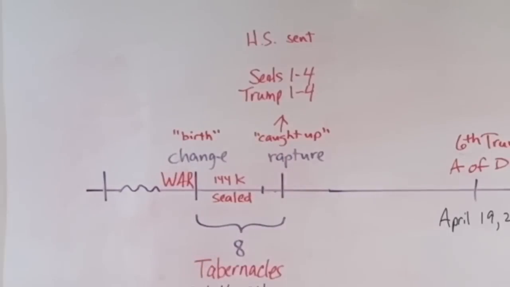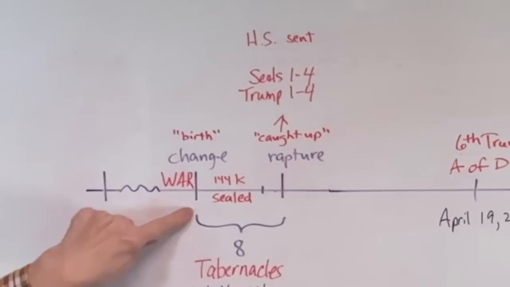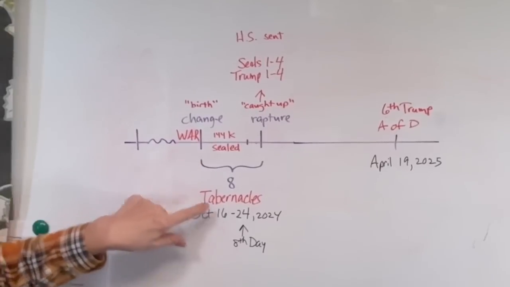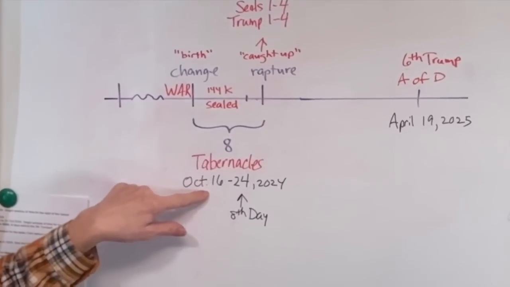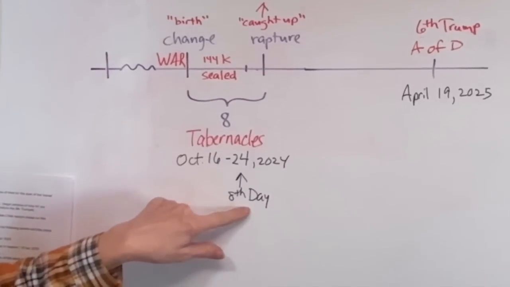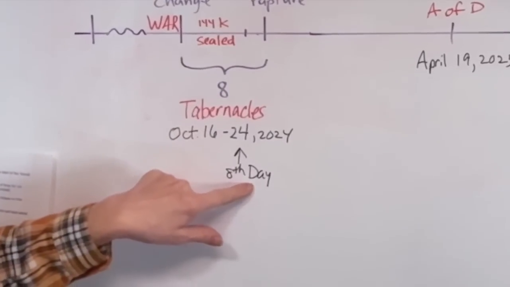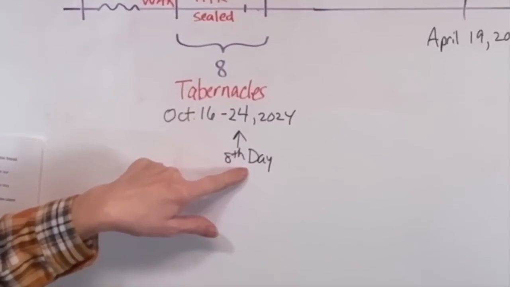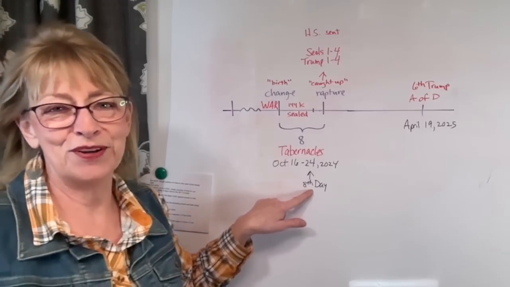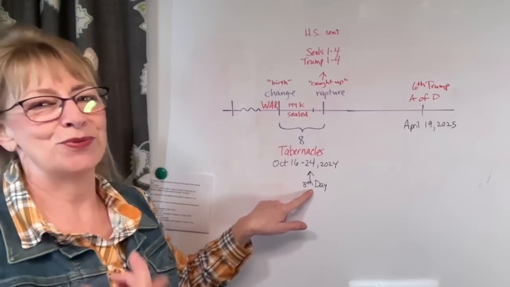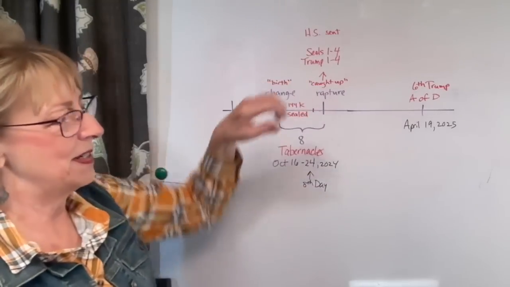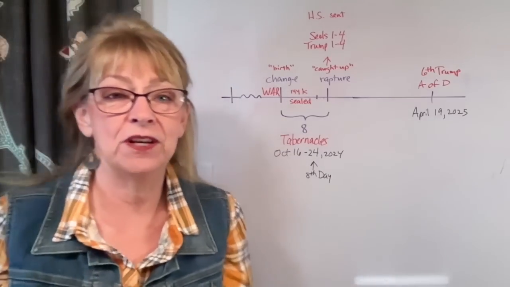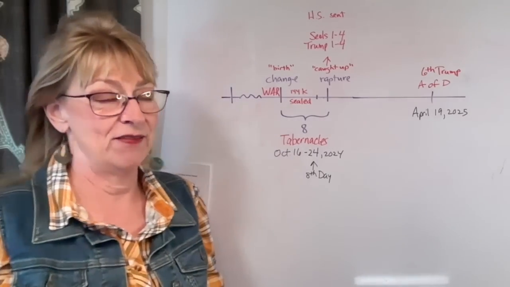That's the rapture. And it's possible that we could be changed on the first day of Tabernacles and raptured on the 8th day. The first day of Tabernacles is October 16th, 2024, and the 8th day is on October 24th. Interesting number, 24, and there's 24 elders. And once the male child is caught up into heaven, then this child appears as the 24 elders in heaven.